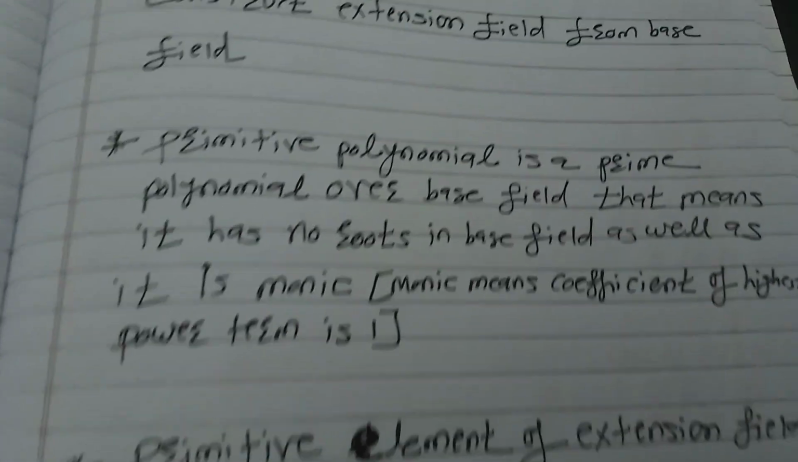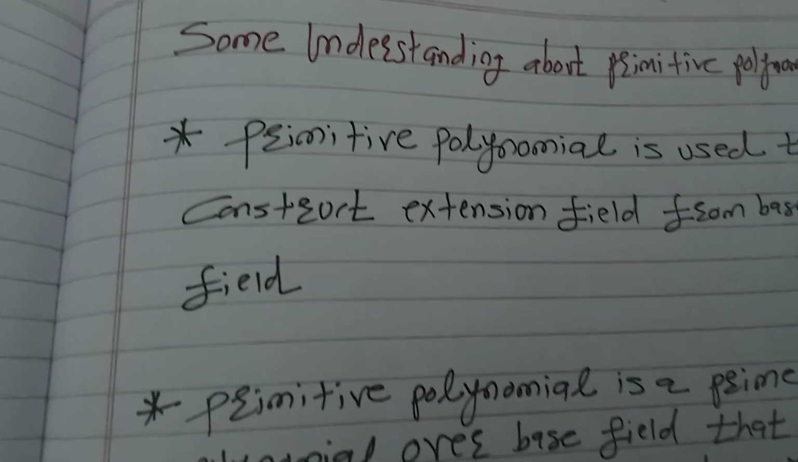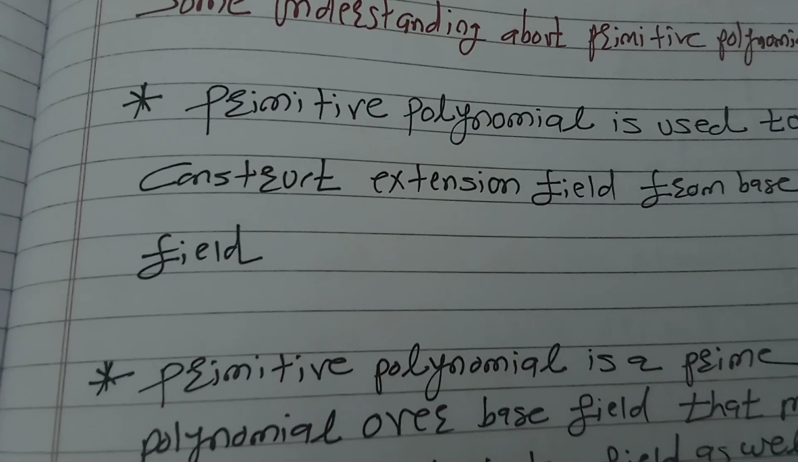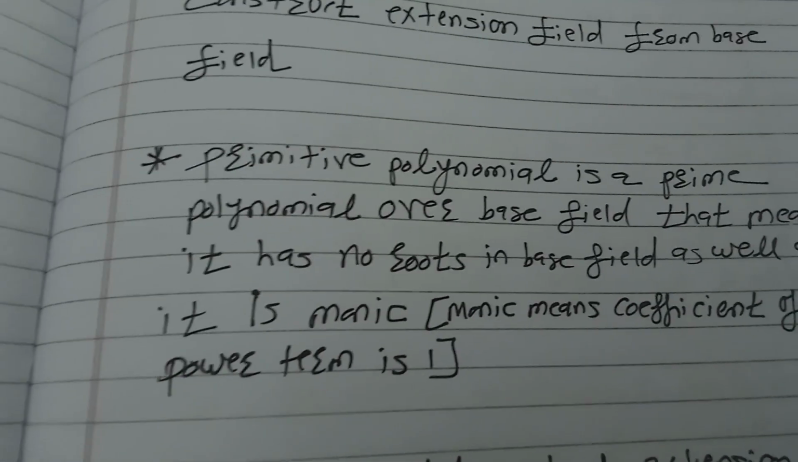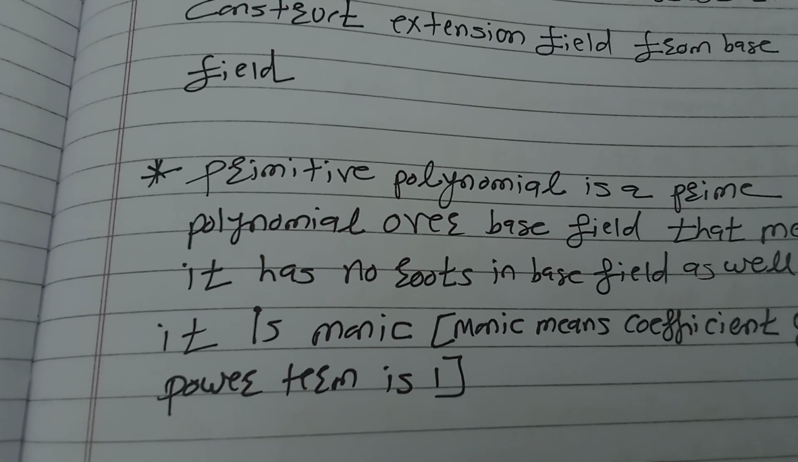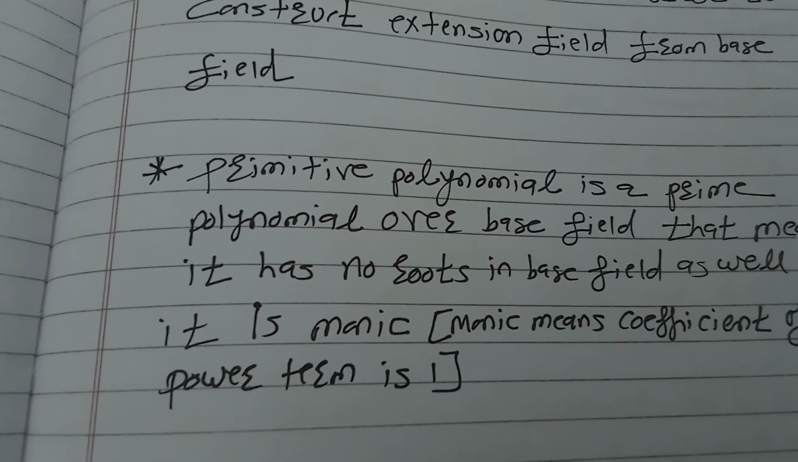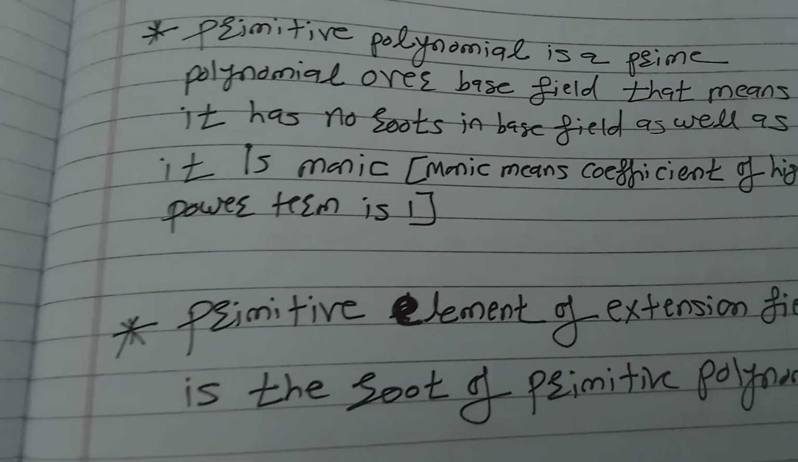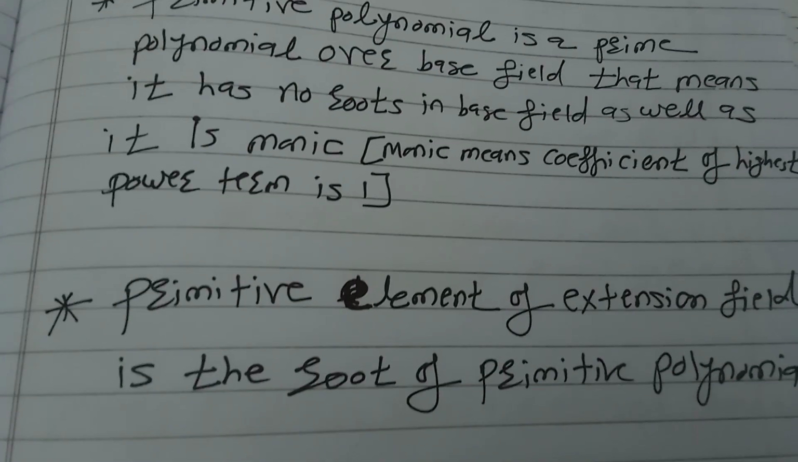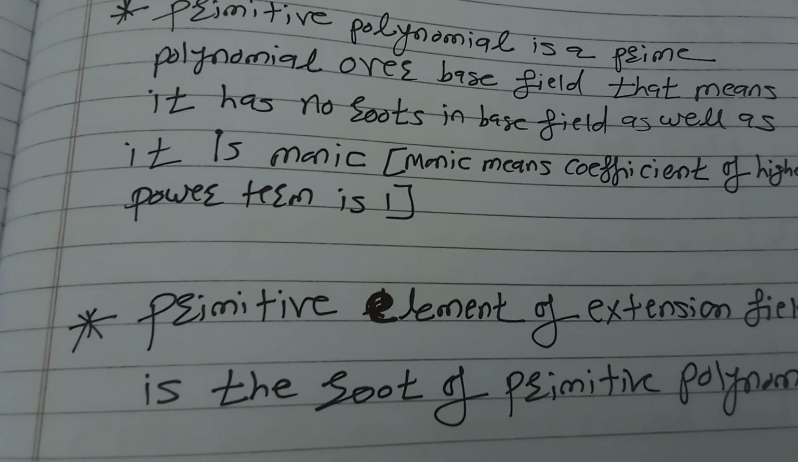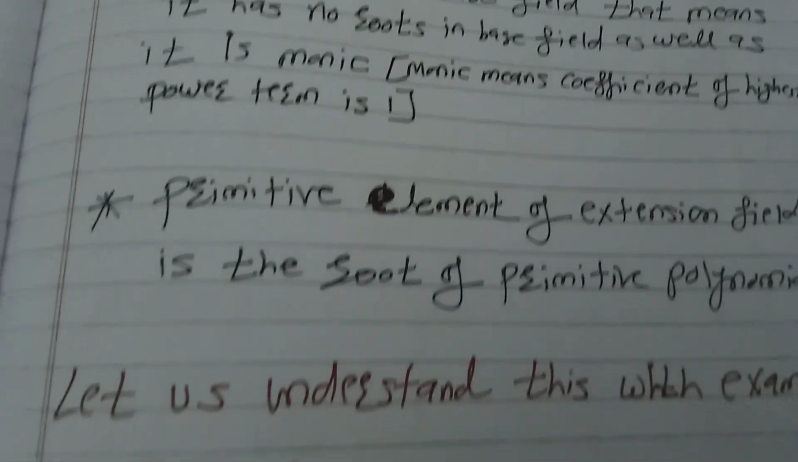Let us once again see that a primitive polynomial is used to construct the extension field from the base field. Then it has no root in the base field, as well as it is monic. Then third, if it has no root in the base field, it has a root in the extension field. Which is that root? That root is the primitive element of the extension field. So let us understand this.